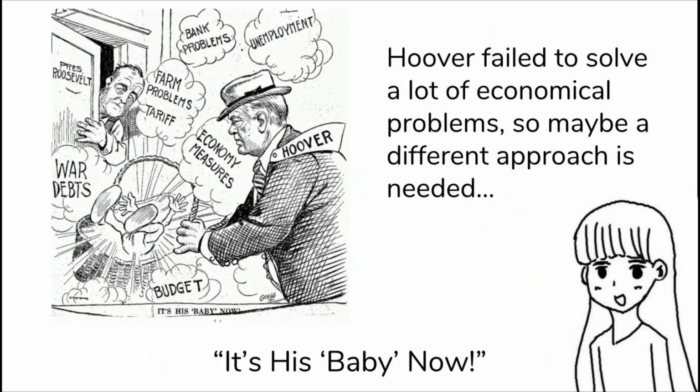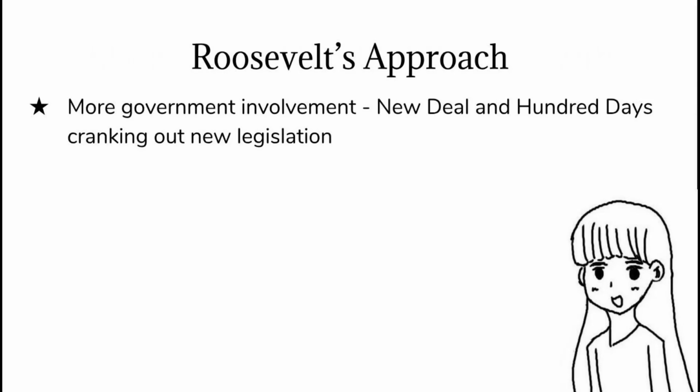And so now Hoover is at the end of his term. He is handing off all of his problems to Roosevelt, shown in this political cartoon. Hoover failed to solve a lot of economical problems, so maybe a different approach is needed. Transition to Roosevelt's approach. So he believes in more government involvement.